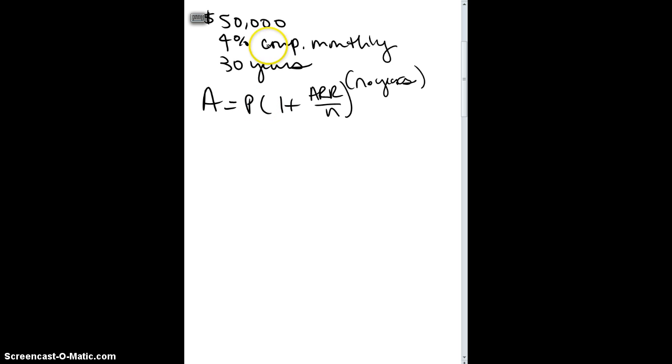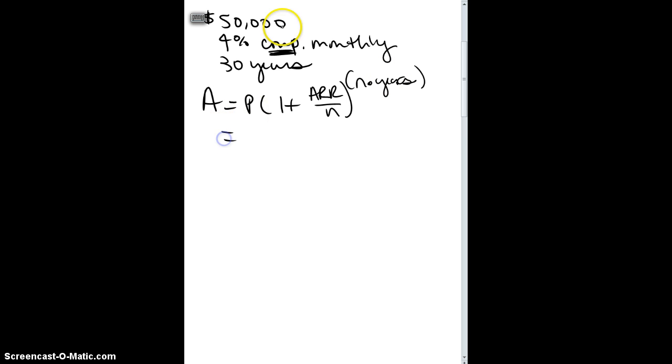As far as this, the word compounding will be in the problem. If it says continuously compounding, that's a different formula. But if it's just compounded monthly, quarterly, yearly, daily, something like that, you're going to use this formula. In your book, they give you two separate formulas because if it's yearly, they don't have this because n is 1, and 1 times anything doesn't change anything. But this formula pretty much always works.